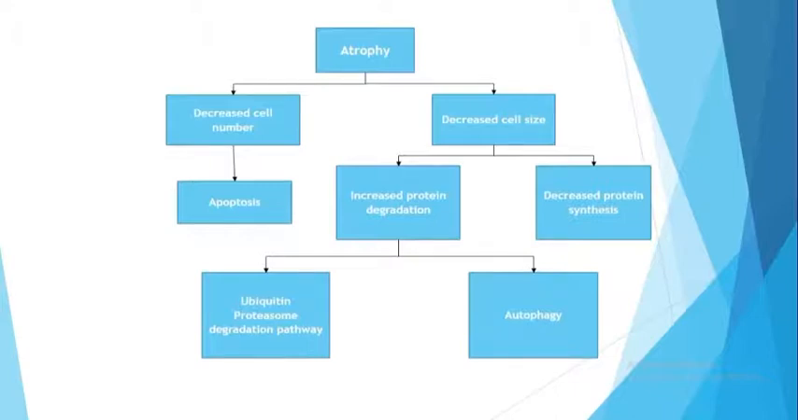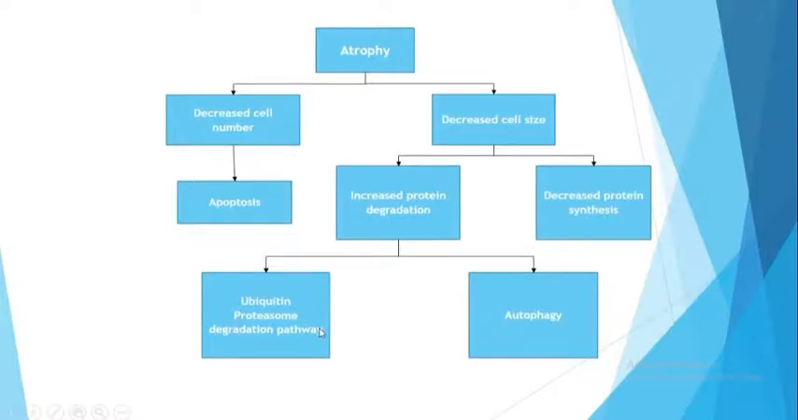So as we said earlier, the cells are lined by the cytoskeleton, and in hypertrophy, we said that in order to increase the size of the cell, you have to increase the size of the cytoskeleton and you have to produce new organelles. In atrophy, the opposite will happen. The size of the cytoskeleton will get smaller and we have to degrade and get rid of some of the cellular organelles. So the two ways by which these changes occur are the ubiquitin proteasome degradation pathway and autophagy.